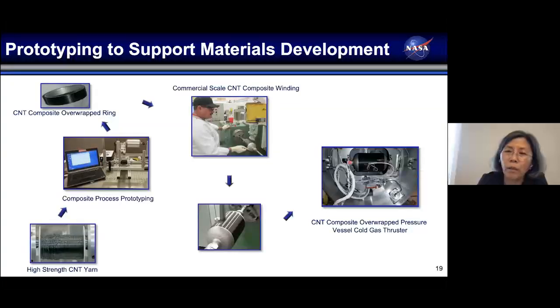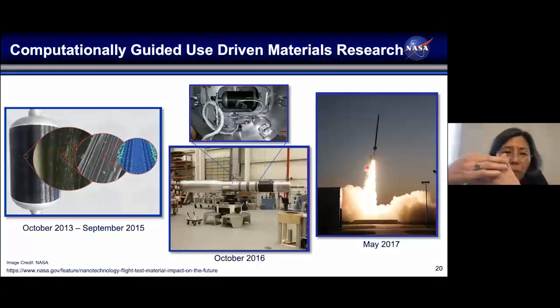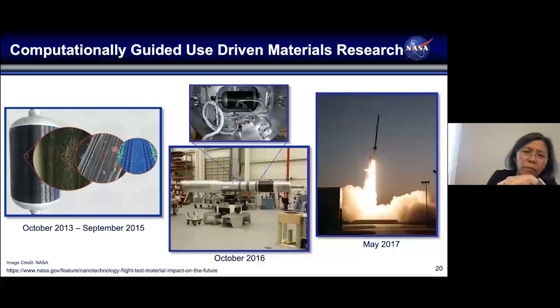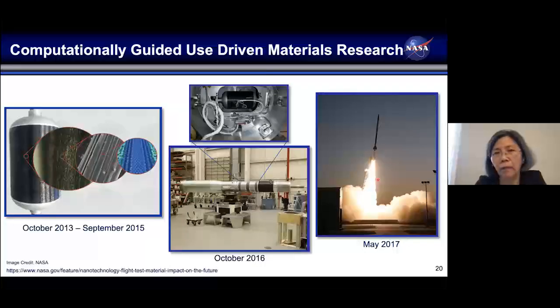And that bottle went on a sounding rocket. Here it's used as a cold gas thruster. So the development went between 2013 and 2015, which was a major part of the Langley effort. And we actually developed computational models to help us understand the composite fabrication. And so we were working across multiple length scales in a very short time to meet a launch schedule. It had to be integrated by October of 2016, and that sounding rocket actually flew May 2017.